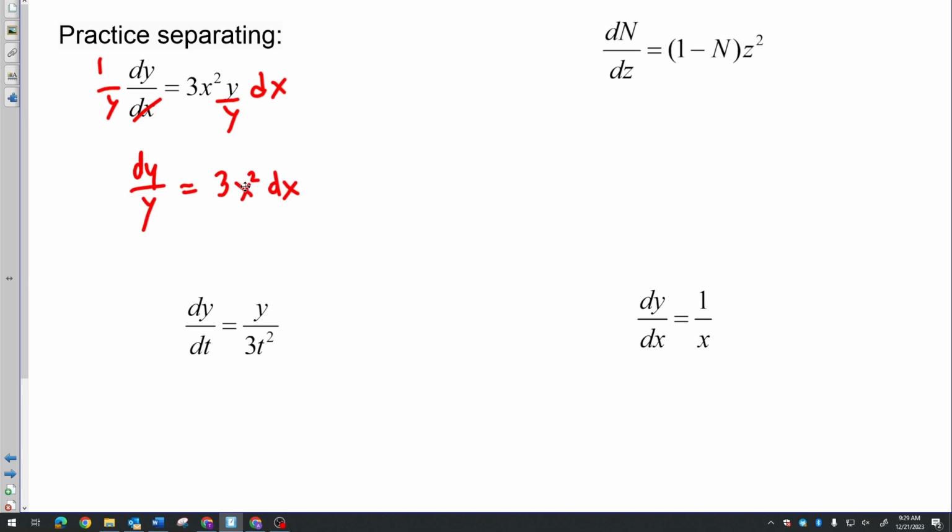Go ahead and pause the video and do your other separations, and then I will do these separations for you. Just want to say that it's not as easy as it looks, so please practice by yourself first before you actually look at my solutions.